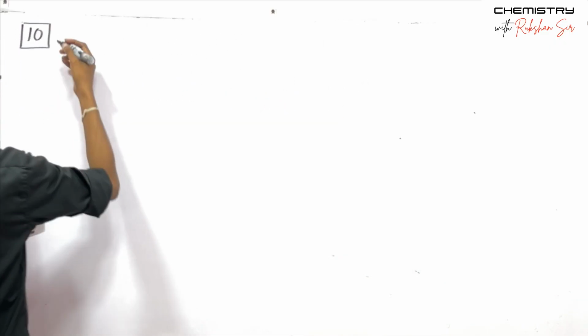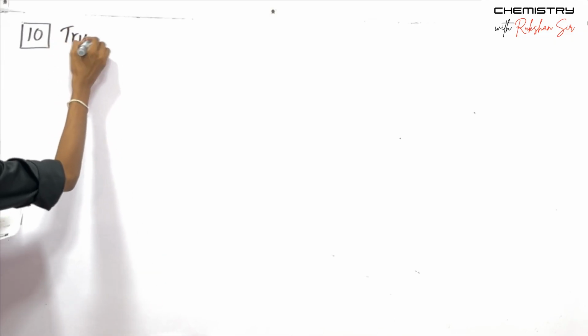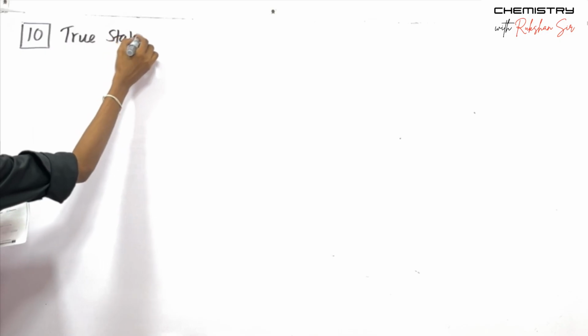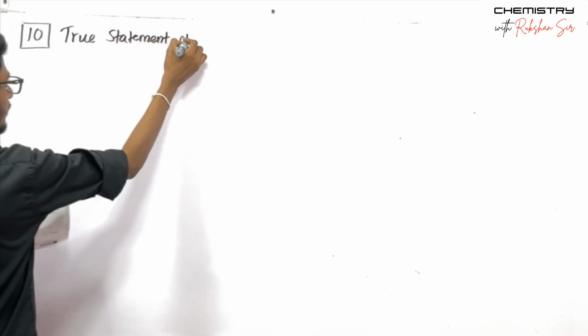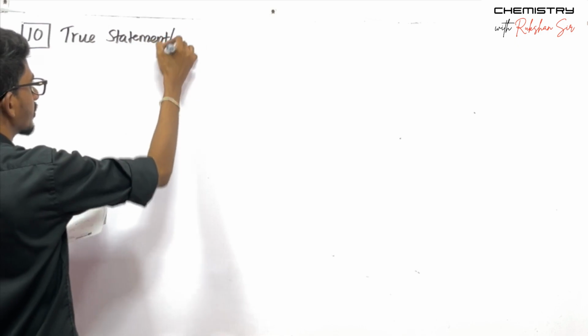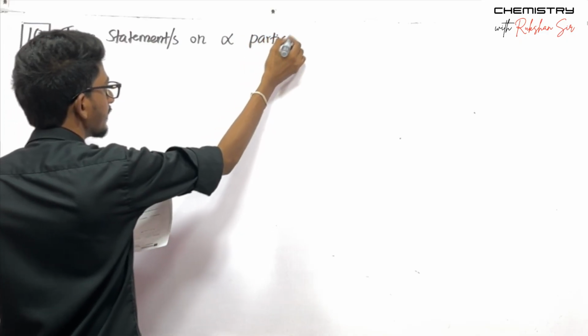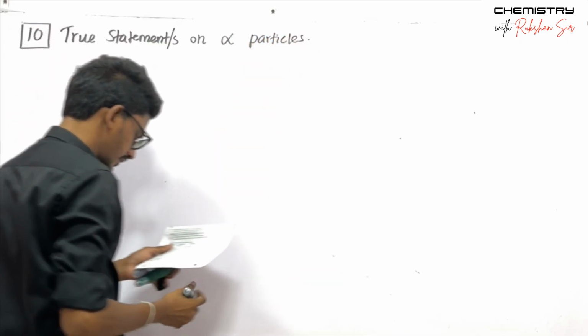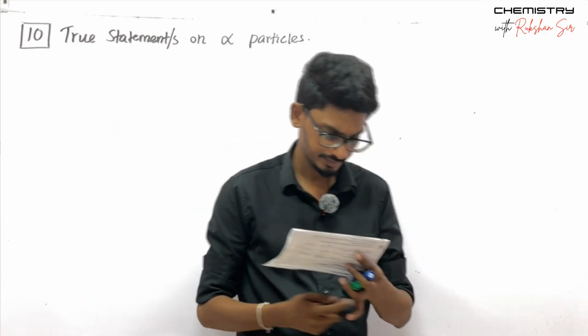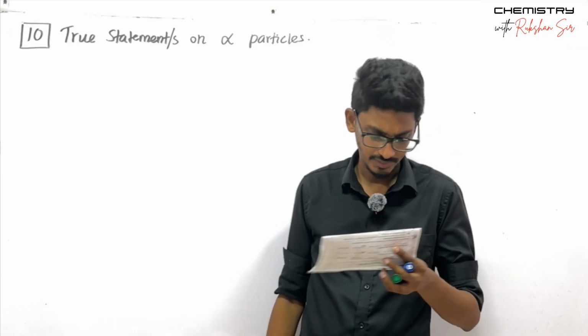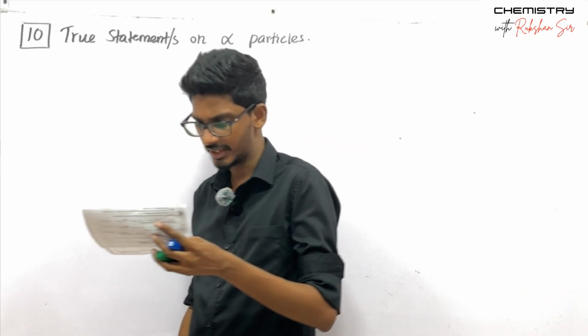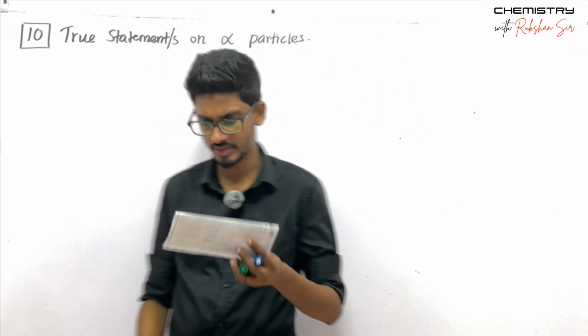Right. 10th question. The true statements regarding alpha particles. We are looking for the true statement or statements on alpha particles. Statement A: Alpha particles take up electrons to make helium atoms.